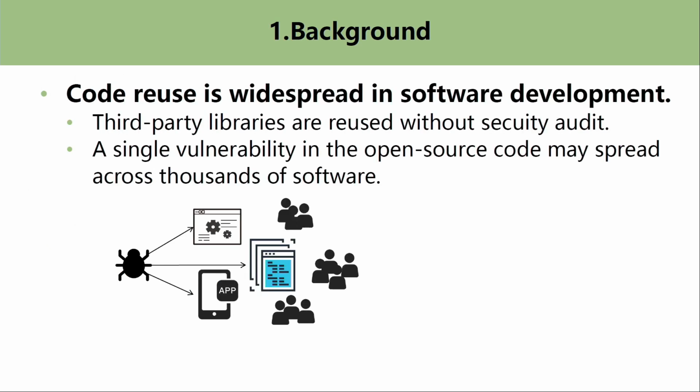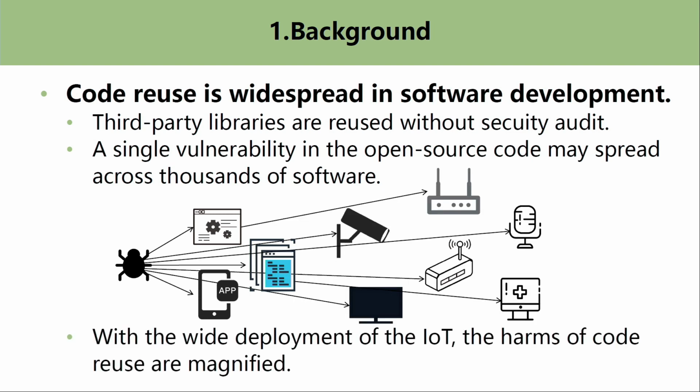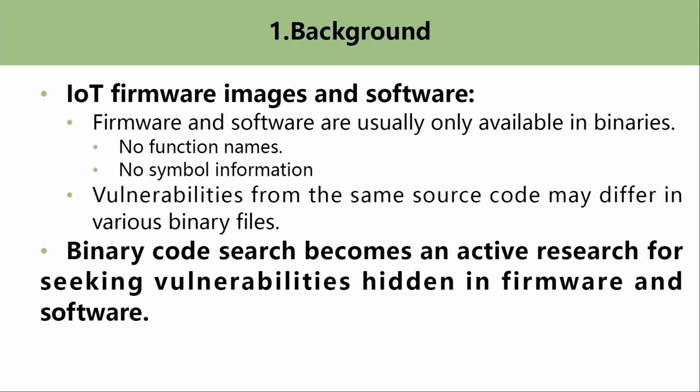Code reuse is widespread in software development. A lot of code and libraries are reused in software without security audit. A single vulnerability may spread across thousands of software. Unfortunately, with the development of IoT, the harms of code reuse are magnified in various scenarios. A lot of firmware only provide binary files, which have no source code available for security analysis. Therefore, binary code search becomes active research for vulnerability detection.